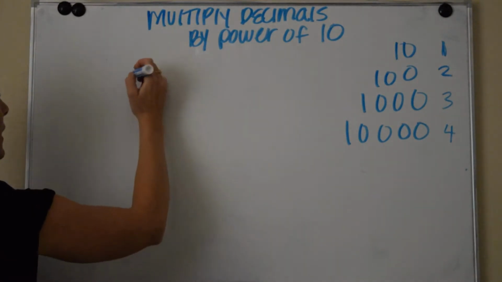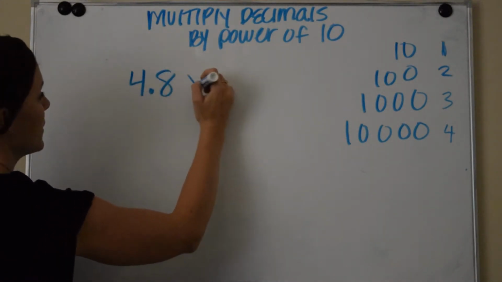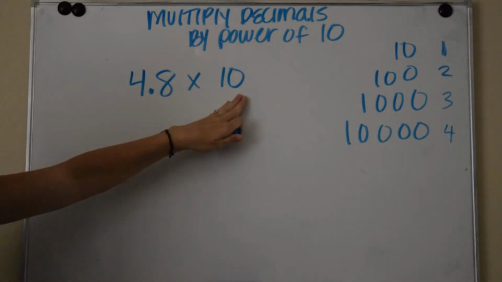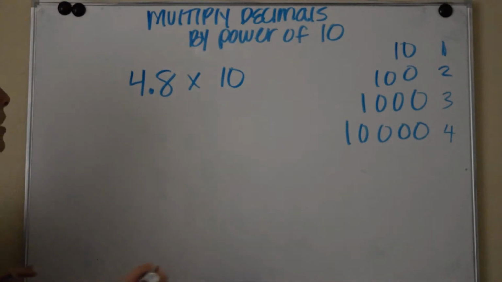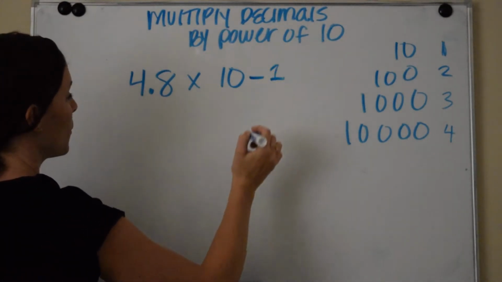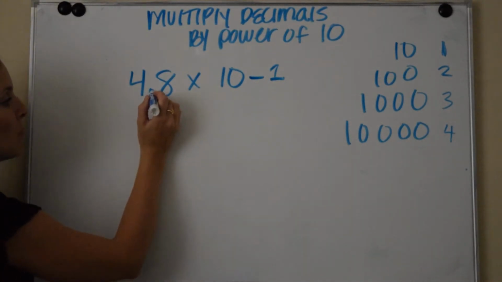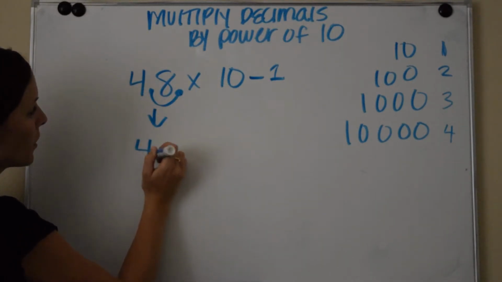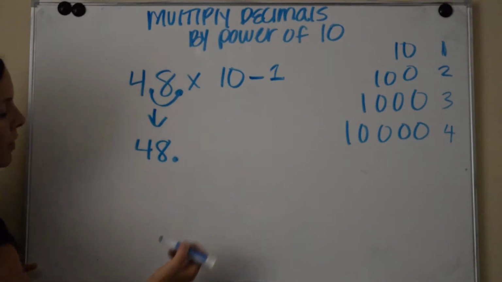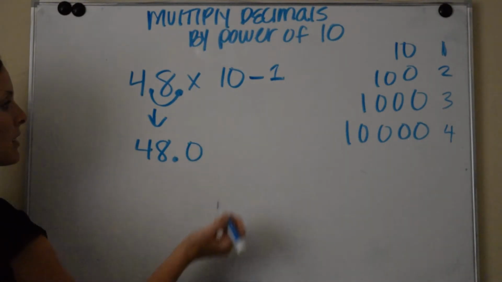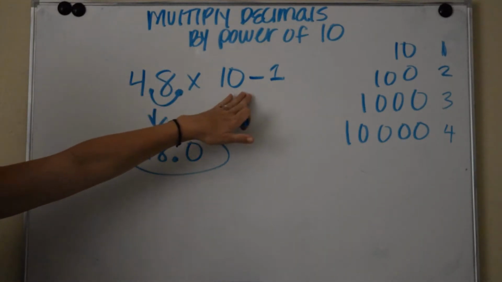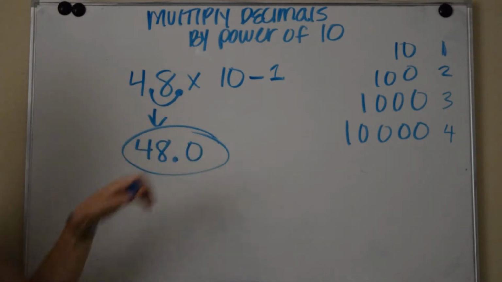Alright, so what if I have 4 and 8/10 times 10? Okay, so think about your power of 10, count how many zeros there are. There's 1 zero, so that means my decimal is going to move over one spot. So I'm going to rewrite it as 4, 8, and then my decimal. You can put a 0 at the end, and that's my answer. 4 and 8/10 times 10 gives me 48 and 0/10.